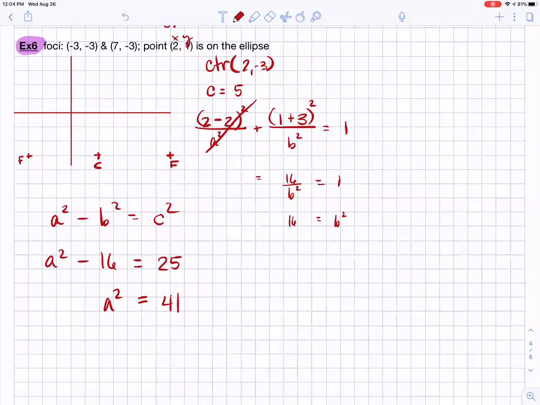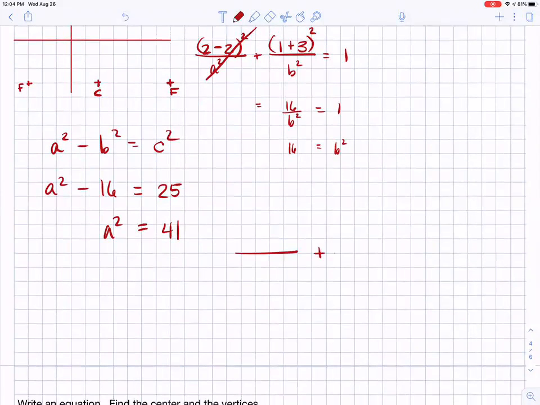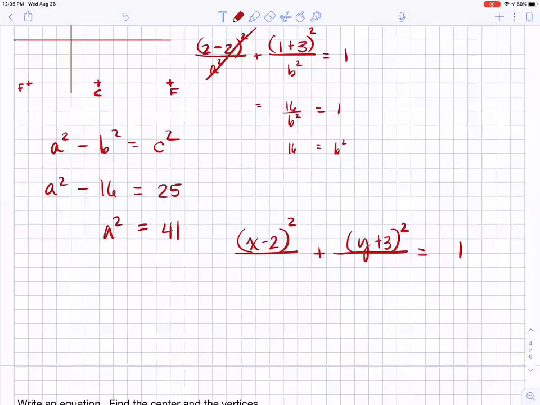For the a squared and the b squared. Okay, I'm finally ready to write my equation. Here we go. So I've got fraction plus fraction equals 1. What's going to go on the top of the first fraction? X minus 2 quantity squared. What's going to go on top of the second fraction? Y plus 3 quantity squared. What will go on the bottom of the first fraction? It's just a 41, right? Because it's an a squared. So just a 41. And what's going to go on the bottom of the second fraction? 16.